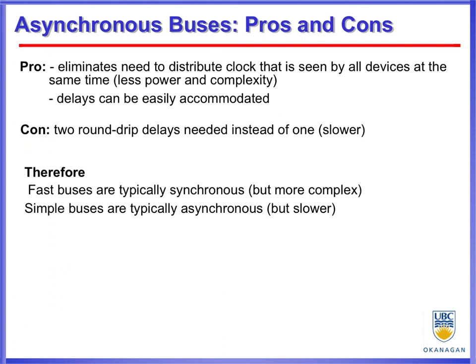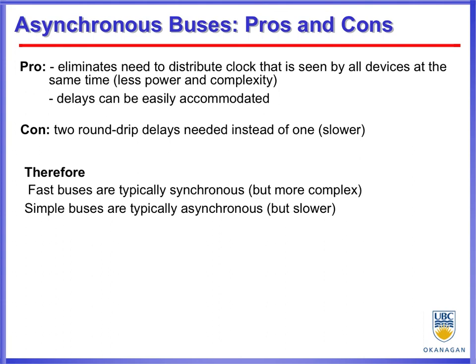The disadvantage is it can be a little bit slower because now there's a lot more round trips going on. So again, which one's faster? Well, the synchronous is really fast if you can make the clock really fast, right? So in a simple bus where the propagation delays are short, and you maybe only have 1 or 2 devices which are really fast devices, maybe synchronous makes more sense. Therefore, fast buses are typically synchronous. If you need a really fast bus, typically we make it synchronous because of these round trip delays in the asynchronous bus, but of course, you pay a price for that.